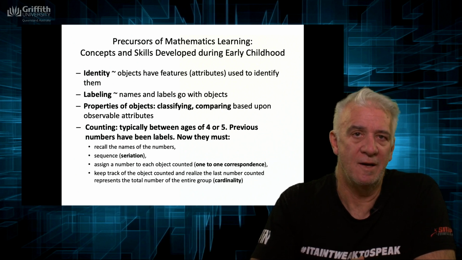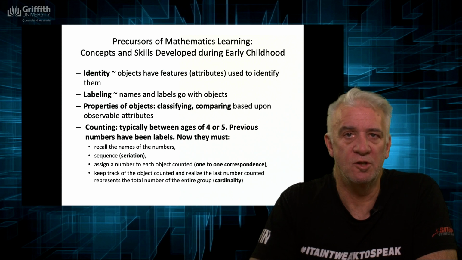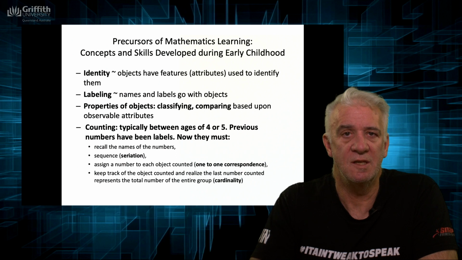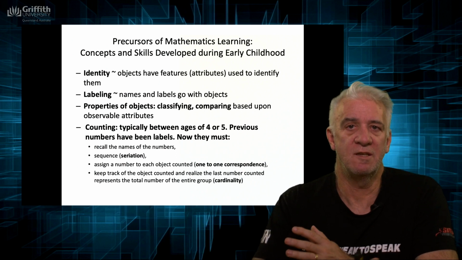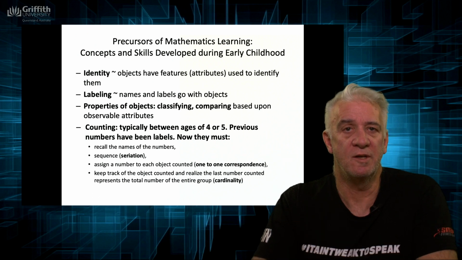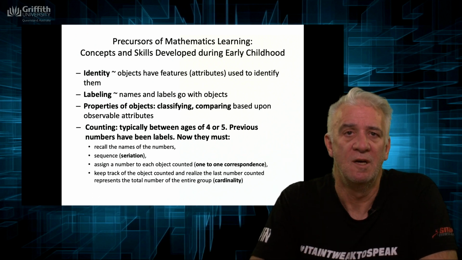And then the third part they would learn, hopefully through early childhood and experiences prior to school, and once they get to the early years, is the properties of objects, how you can classify them and compare them based on these observable attributes that we noted at the start under identity.